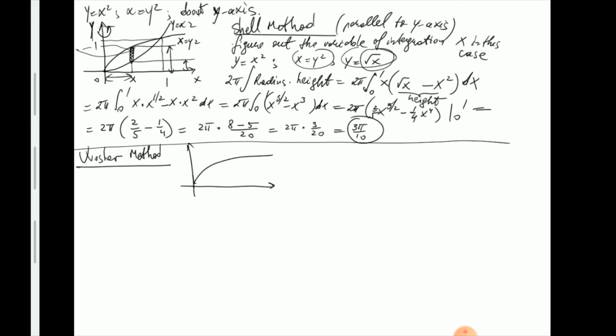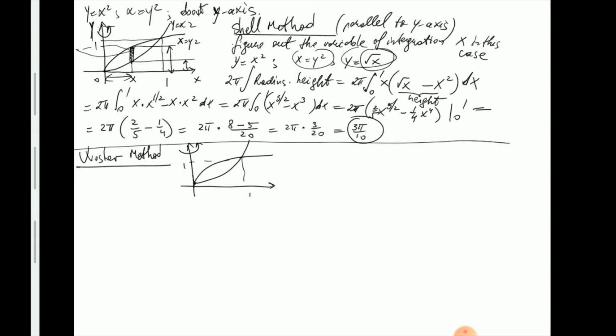So let's do the same with the washer method. Again, I'm doing both methods just to see how the variable of integration changes from one method to another. Okay, so let's copy the graph again. Axis of rotation again is y. I mean, that doesn't change.